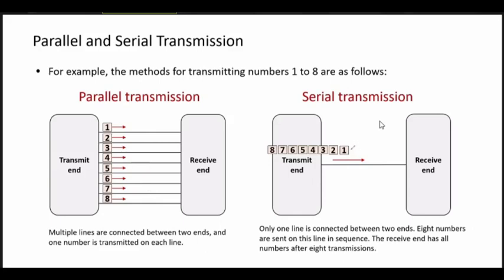Serial transmits data in packets of 1, 2, 3, 4 in a line, right? Only one line is connected between two ends. 8 numbers are sent in this line in sequence. To complete reception, all 8 transmissions have to be sent. Once that is received, then yeah. For parallel, multiple lines are connected between two ends, and one number is transmitted on each line. So they'll never know if this data has reached and this data has not reached. They'll just take it as data in that sense.